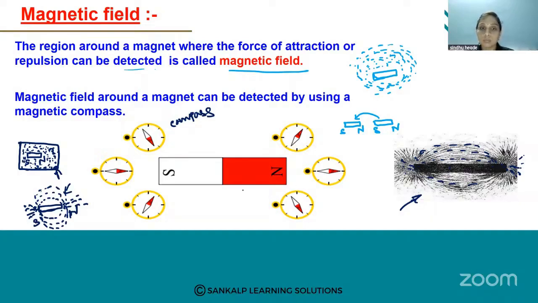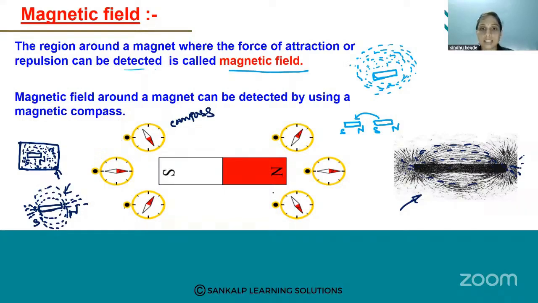What does it mean that there are so many compass boxes here? It does not mean that we have taken so many compass boxes. What is the meaning here? We just consider only one compass, and it is placed in different places.